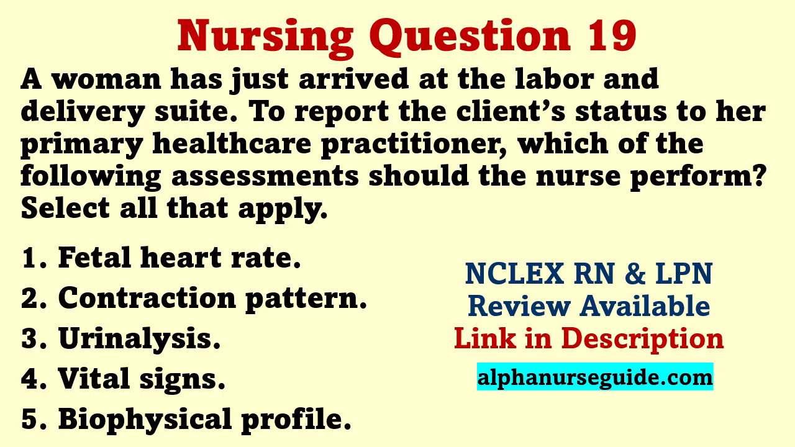The correct answers are 1. Fetal heart rate. 2. Contraction pattern. And 4. Vital signs. The nurse should assess the fetal heart before reporting the client's status to the healthcare provider. The nurse should assess the contraction pattern before reporting the client's status. A complete urinalysis would likely be ordered by the primary healthcare practitioner once the client has been officially admitted, but the test would not be performed during the initial assessment process. The nurse should assess the woman's vital signs before reporting her status. A biophysical profile is performed only if ordered by a healthcare practitioner.